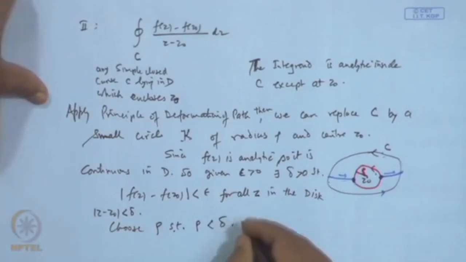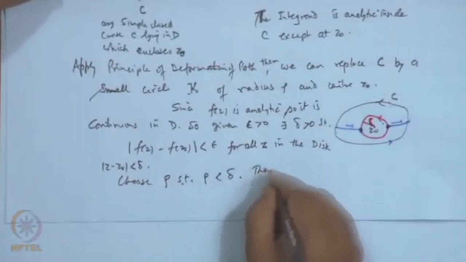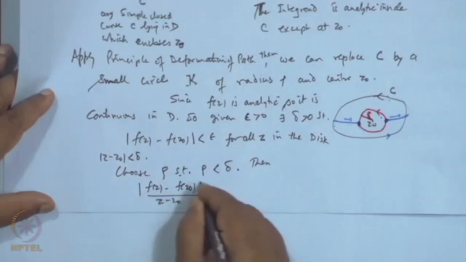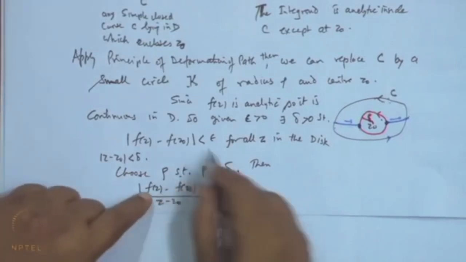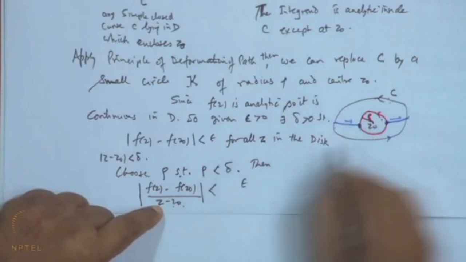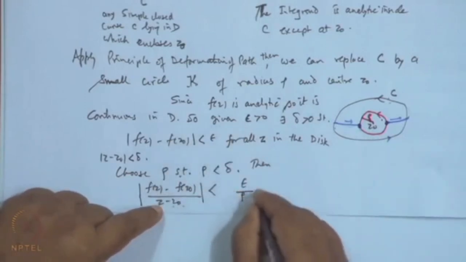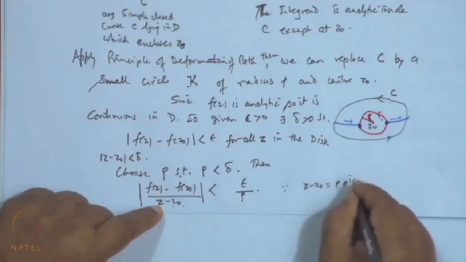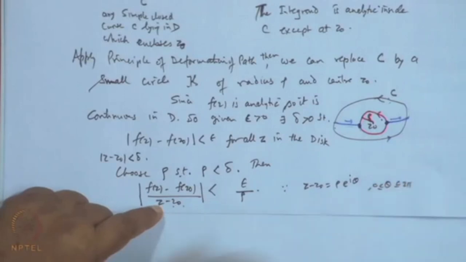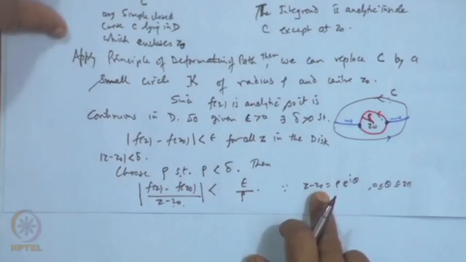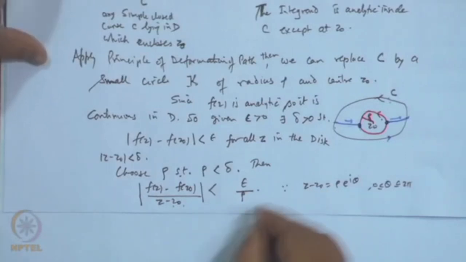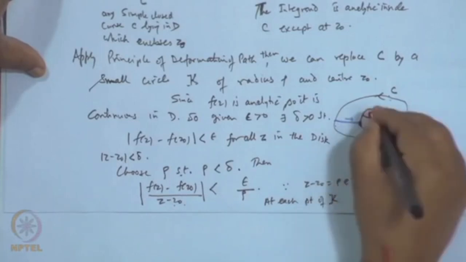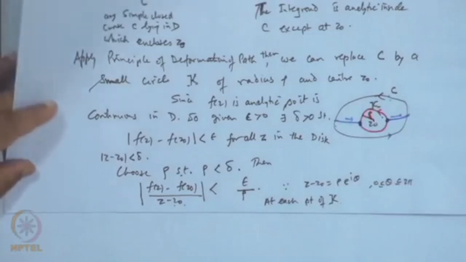Now once you choose, then consider |f(z) - f(z0)| divided by |z - z0|. This will be strictly less than epsilon over rho, because this part is less than epsilon. z minus z0 is a circle centered at z0 with the radius rho, so |z - z0| is equal to rho, because z - z0 equals rho e to the power i theta. It is a circle, so |z - z0| becomes rho. So we get this, and this is true at each point of a circle k. This is a circle k.